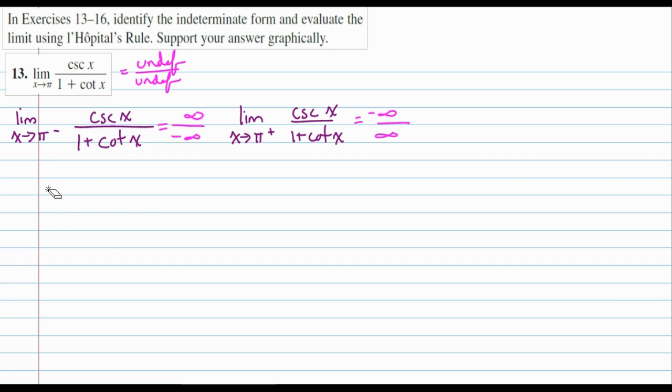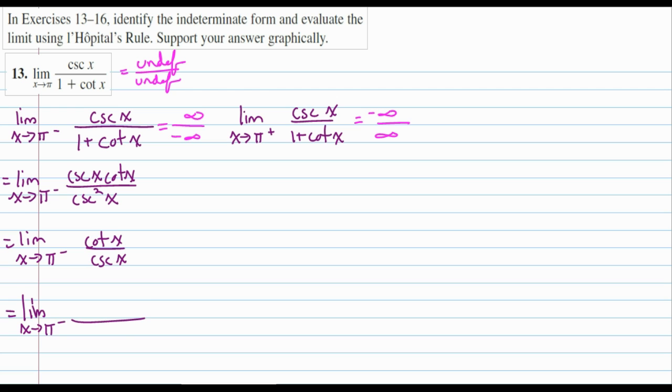Alright, so let's do now L'Hopital's rule. So I'm going to take the derivative of the numerator over the derivative of the denominator. So I have some simplification to do. I cancel out a cosecant there. Now I can change everything to sines and cosines, which is what I did in the example. I just didn't show my work for that. And then that can simplify to be the limit as x approaches pi from the left of cosine of x. Now I can plug in pi, and I get negative 1.